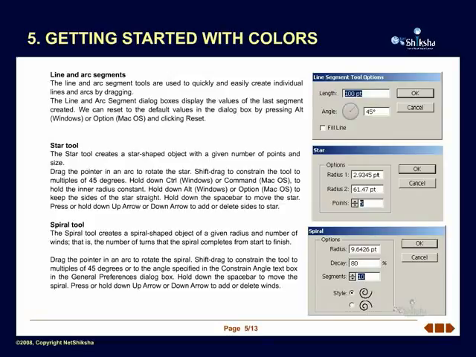Spiral tool. The spiral tool creates a spiral-shaped object of a given radius and number of winds, that is, the number of turns that the spiral completes from start to finish. Drag the pointer in an arc to rotate the spiral. Shift-drag to constrain the tool to multiples of 45 degrees or to the angle specified in the Constraint Angle text box in the General Preferences dialog box.